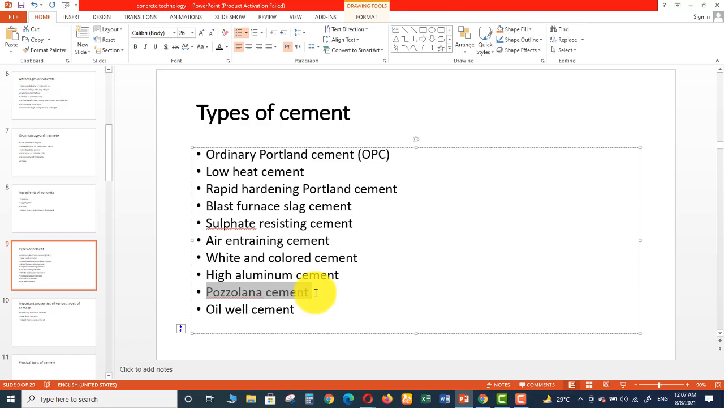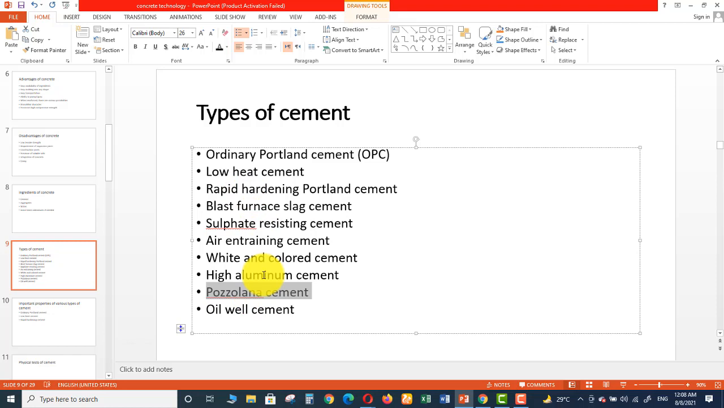So pozzolana cement, in Hindi or Urdu we call it surkhi, right? We use surkhi to make the cement. That type of cement is called pozzolana cement. It is made by intergrinding OPC clinker and pozzolana, right? In blast furnace slag cement, we intergrind the slag from the blast furnace with the clinker. In pozzolana cement, we intergrind the clinker with pozzolana. So this is the difference between these two.